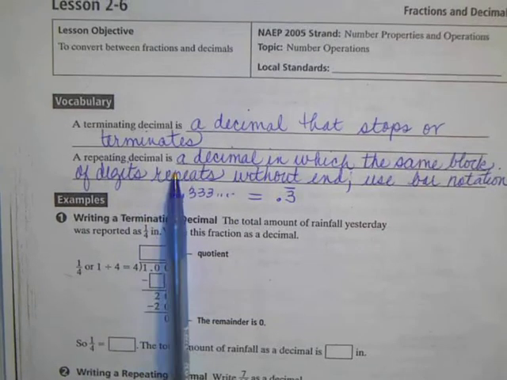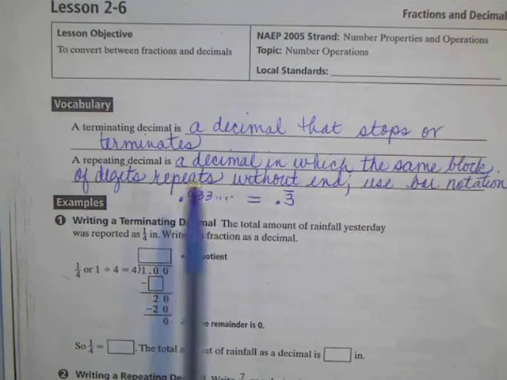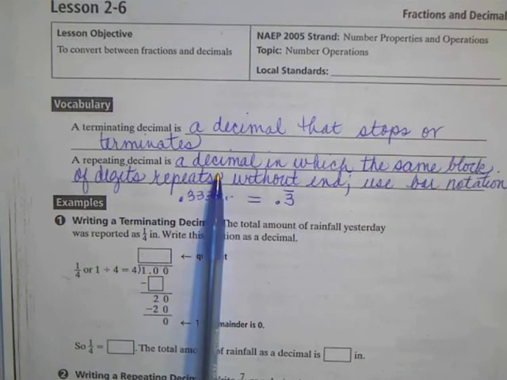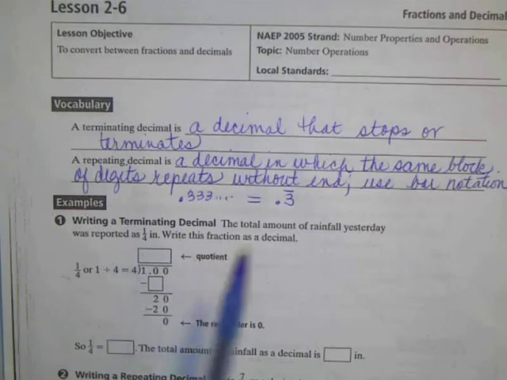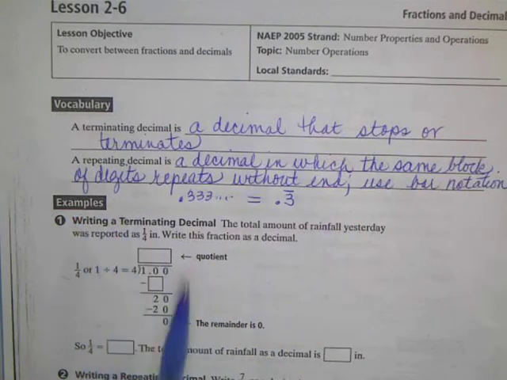A repeating decimal is a decimal in which the same block of digits repeats without end.